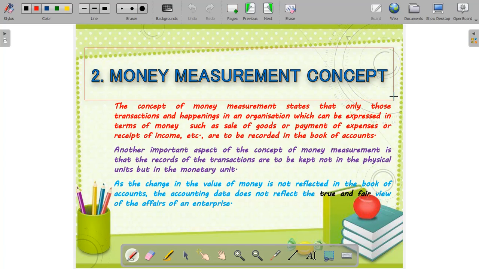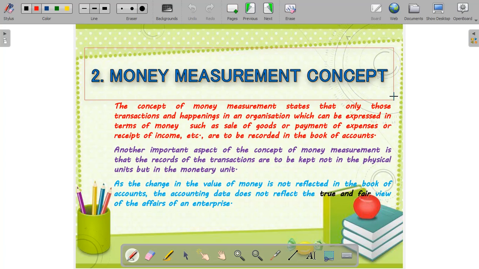And this concept also suffers limitations. The very first limitation is that qualitative transactions are not recorded. Irrespective of their importance, qualitative transactions are not recorded. This point has to be taken into consideration. And the other thing is that money is considered to have a static value, as transactions are recorded at the time of the transaction date. But in practice, what happens is that the value of money does not remain the same over a period of time. Why? Due to the change in the price level. So this is another limitation of this principle of accounting.